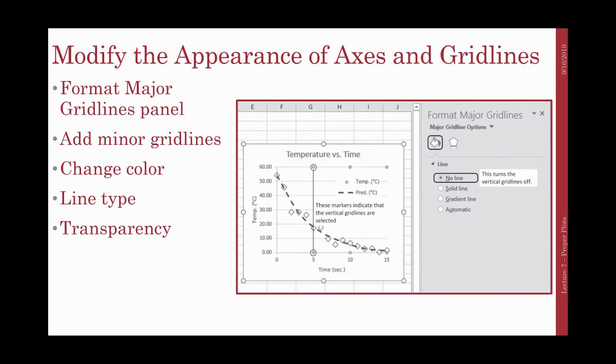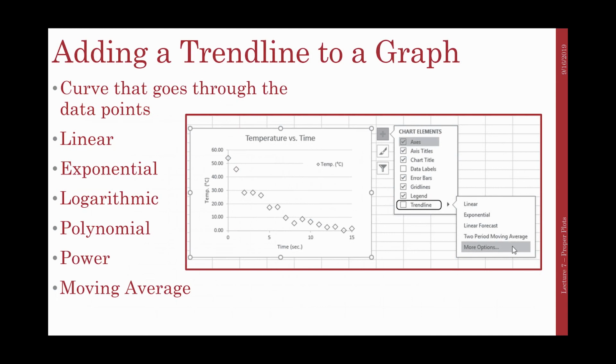You can modify the appearance of your axes and your grid lines. You can format the major grid lines panel. You can add minor grid lines. You can change their colors, their line type, and their transparency. There's a lot of things you can do behind the scenes to make your graphs look visually appealing outside of the basic graph that Excel makes.